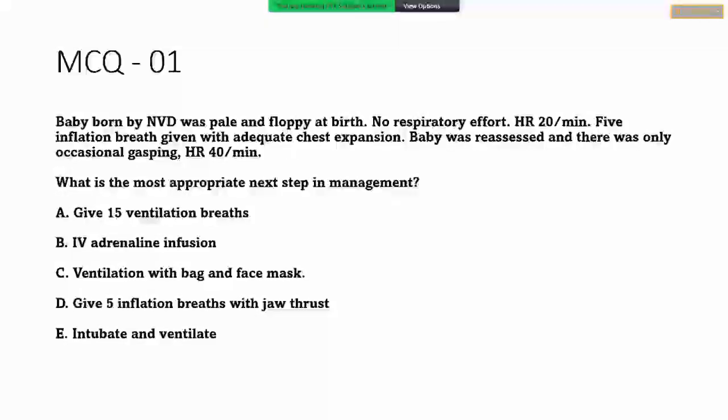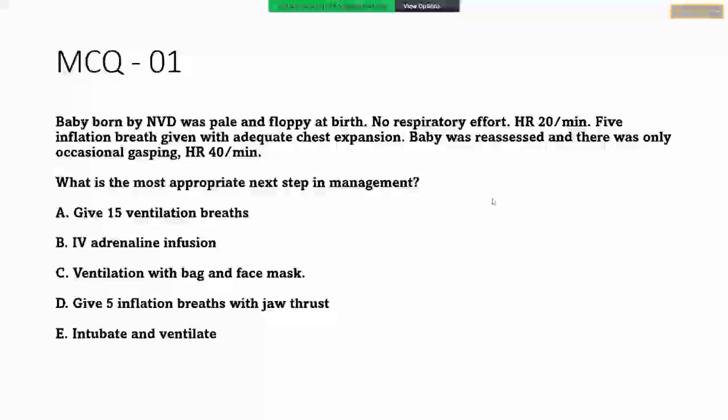And after that, they are reassessing the child. There was only occasional gasping, which means the child is finding it very difficult to breathe. There's a problem with respiration still. And the heart rate is very, very poor, 40. So what is the most appropriate next step in management?